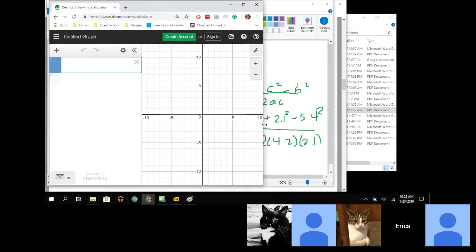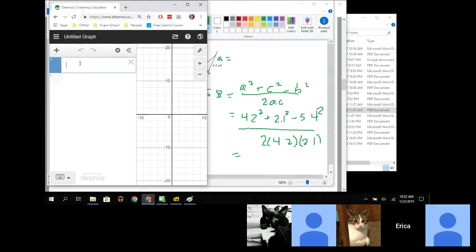Okay. So I really don't even need a graphing calculator. I just really need my calculator here. So I have 4.2 squared, plus 2.1 squared minus 5.4 squared. Okay, and then this whole thing is divided by 2 times 4.2 times 2.1. Did I do that right? Okay, so I get a negative number.